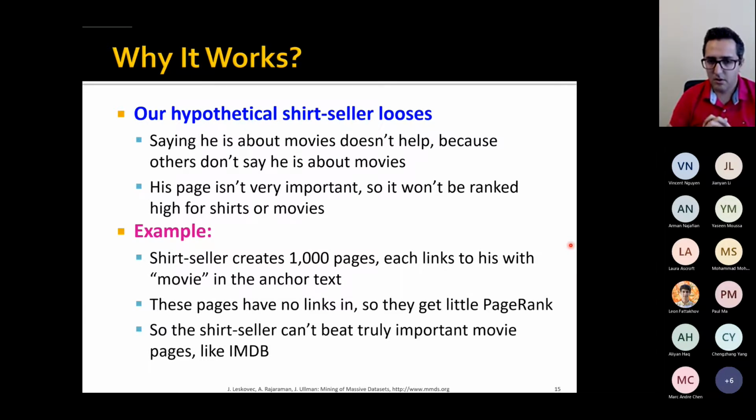Now you may say, okay, how about this shirt seller website also creates many pages that have a link to his page with the word movie in the anchor text. Sure. What happens? The issue is that those pages don't have many inlinks. So their PageRank is very little. So they don't give much score to the shirt seller website. So in the PageRank algorithm, it's impossible that it can beat a real website such as IMDb in importance. IMDb will have a higher PageRank because it has many more valid links from reputable websites. So its PageRank will be much higher than a page that has 1,000 inlinks from pages that have almost no score. This is why it works.